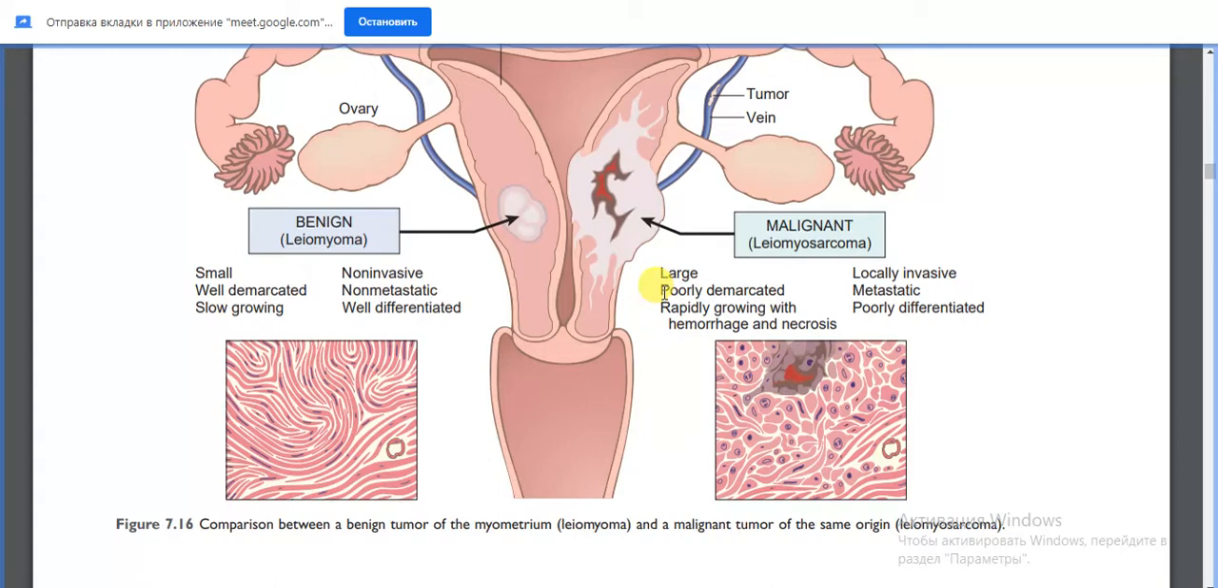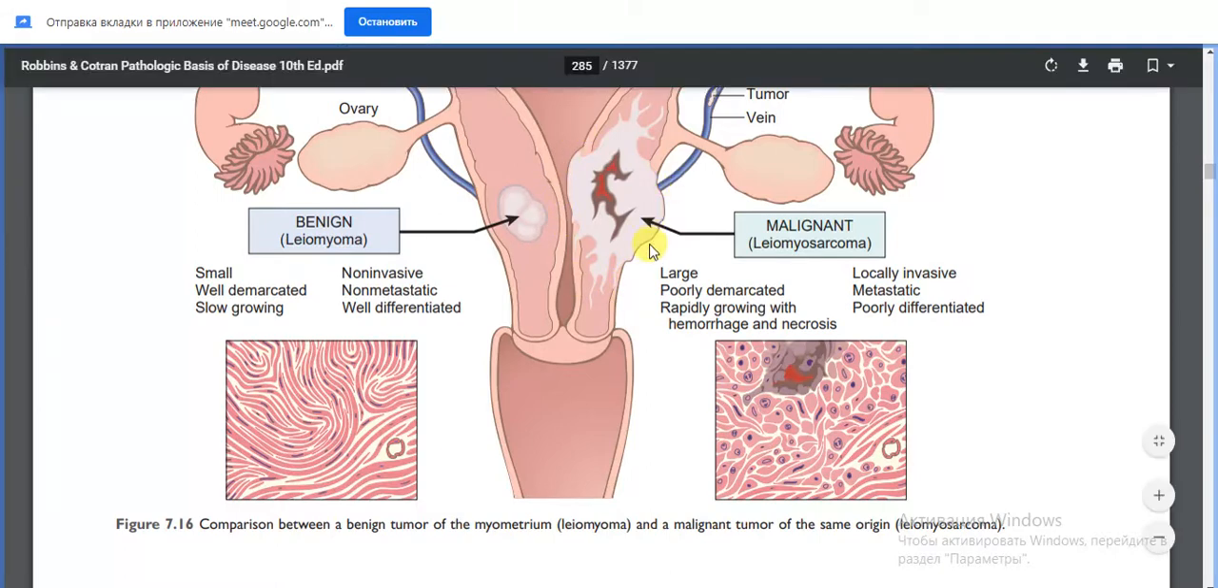We have neoadjuvant therapy. Neoadjuvant therapy is a treatment with chemotherapy for tumors to prevent the spreading of the disease. So we understand that chemotherapy cannot kill the entire tumor, but it can kill the metastasis and invasive properties. And then during the surgery, we can remove only this part of the tumor, but not the entire organ. So in some cases it's used in this way.